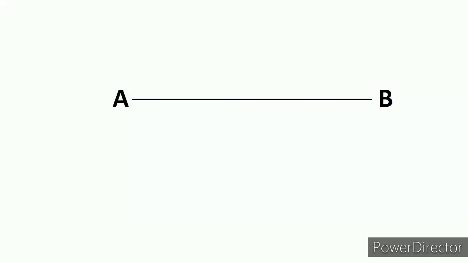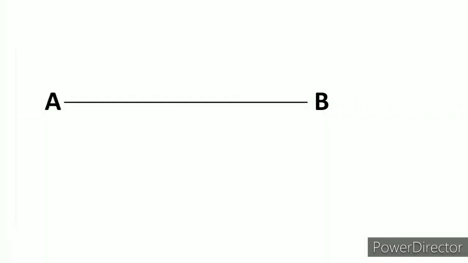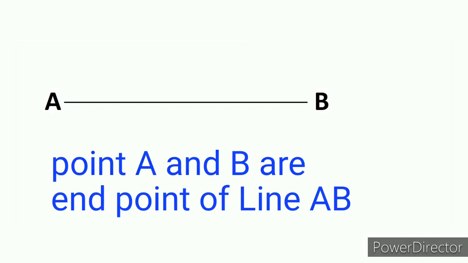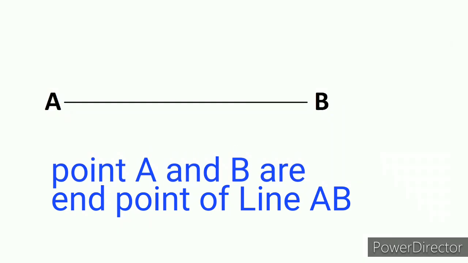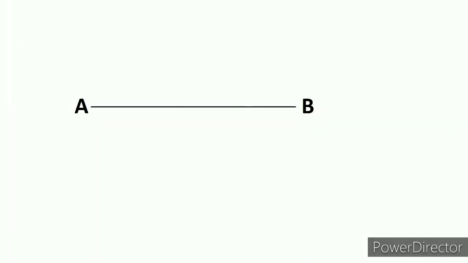Line segment is written as line segment AB. Actually, the straight path from A to B is called the line segment AB. The points A and B are called the endpoints of AB. The distance between the points A and B is called the length of AB.